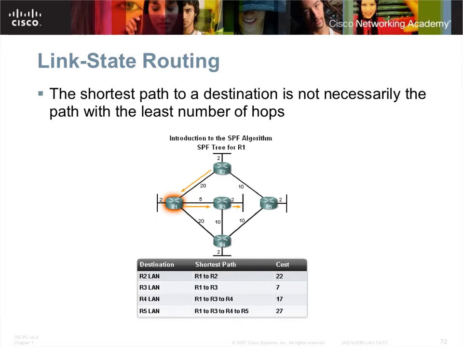So the question is how to calculate this global view, or how to collect this global view. This is what we will discuss now. The shortest path, as we all know, doesn't necessarily have to be the least number of hops. For example, if we want to reach R5, and we go with the number of hops, it's either this way or this way.